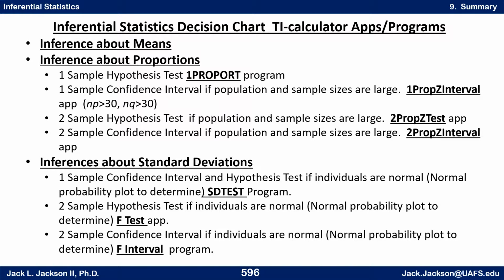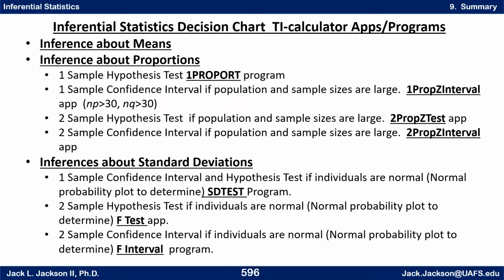Inferences about proportions and means are extremely common. A little less common would be inferences about standard deviations, but they are important if you're trying to see if the variability is different. For a one-sample confidence interval and hypothesis test, if the individuals are normal, use my ZTests standard deviation test program. Notice you do have to check that the individuals are normal, not just the distribution of sample means. So you would probably need to do a normal probability plot for that.